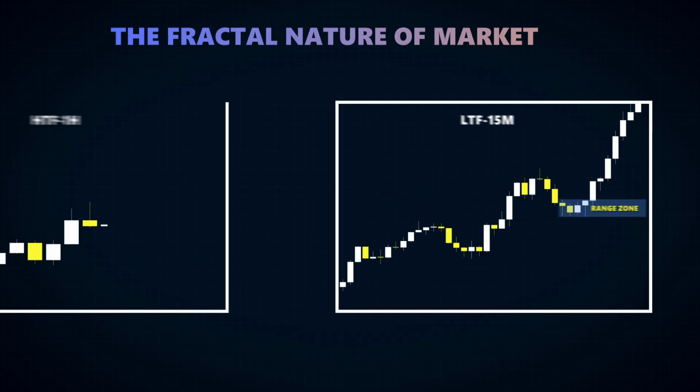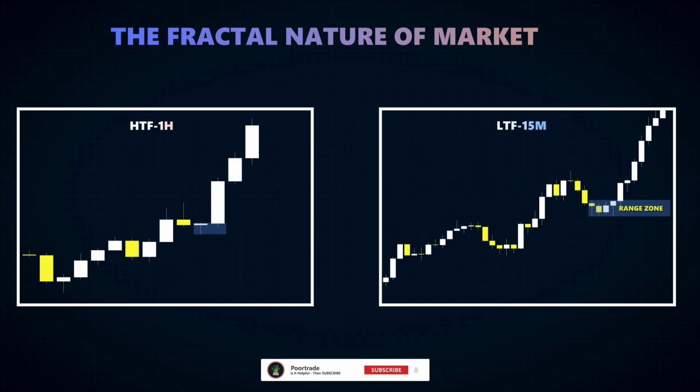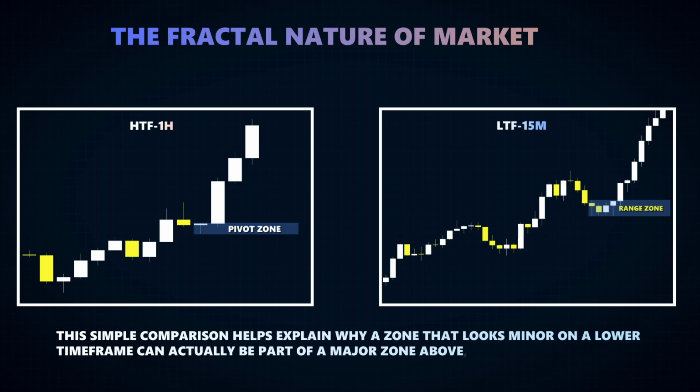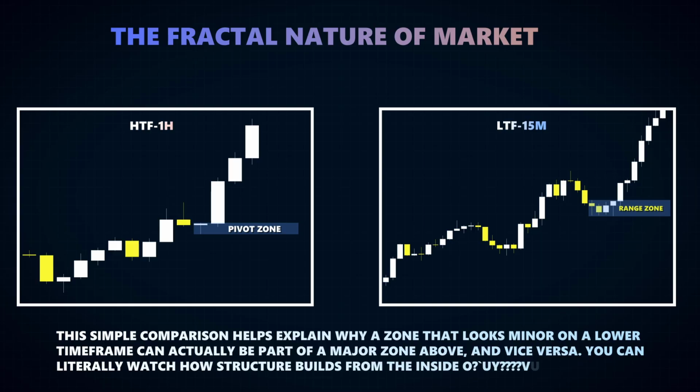If you now switch to the 1-hour chart, you'll see those same 4 candles combine into one single candle, often forming a clear pivot zone. That area, which looked like a small range before, now becomes a key decision point on the higher time frame. This simple comparison helps explain why a zone that looks minor on a lower time frame can actually be part of a major zone above, and vice versa. You can literally watch how structure builds from the inside out.